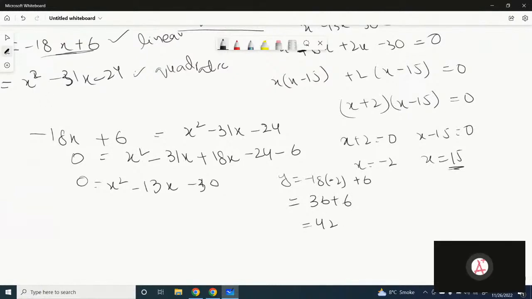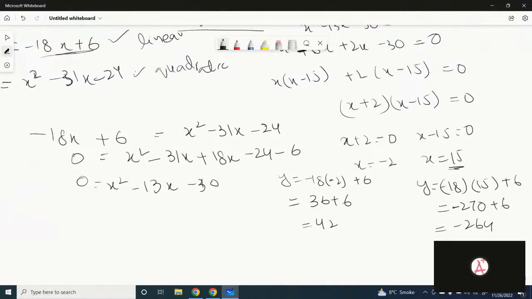And then put x equals 15 in the same equation. Y equals negative 18 times 15 plus 6. So 18 times 15 is 270. Negative 270 plus 6. It would be negative 264.